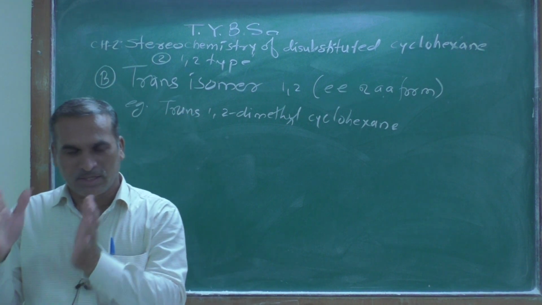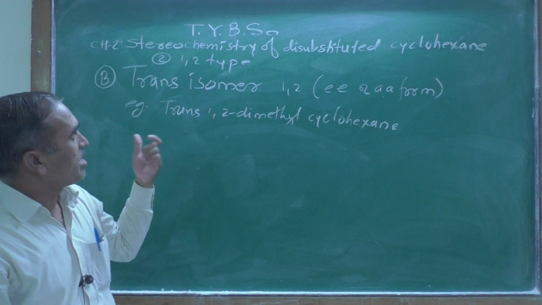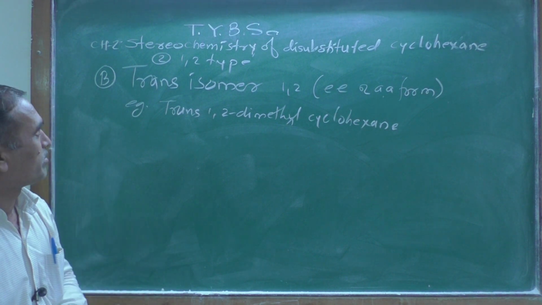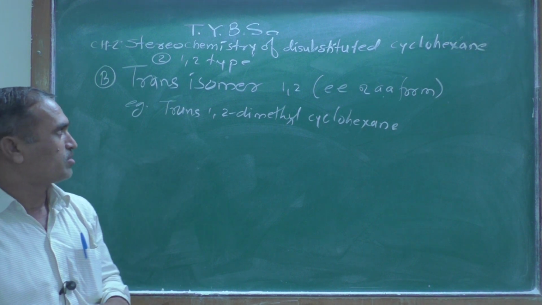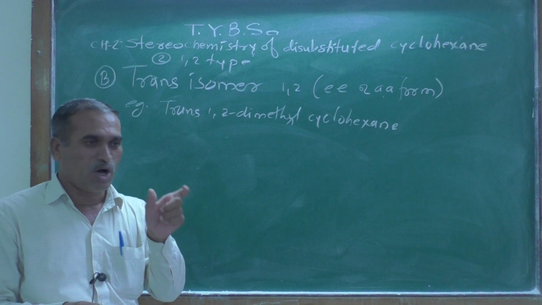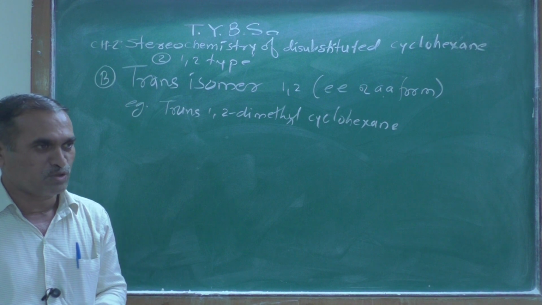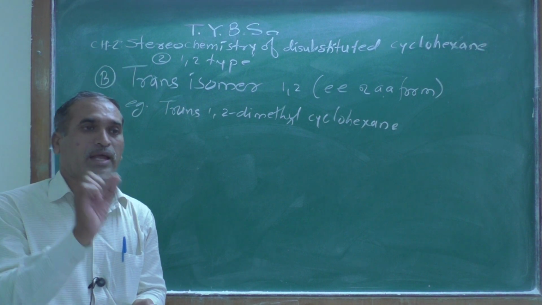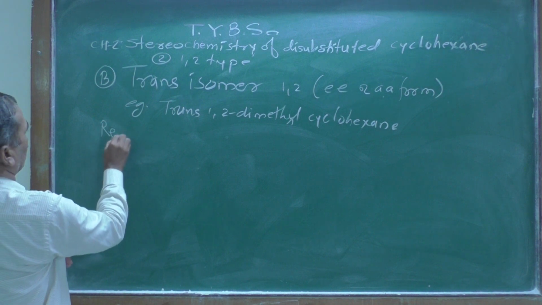Yesterday, what did we discuss? Yesterday we discussed the trans isomer, the EE or AA form, the type number two, and we have considered here trans 1,2-dimethylcyclohexane. So far we have learned optical isomers, then second, conformational isomers. The last point remaining is relative stability. Relative stability we are going to find out here.